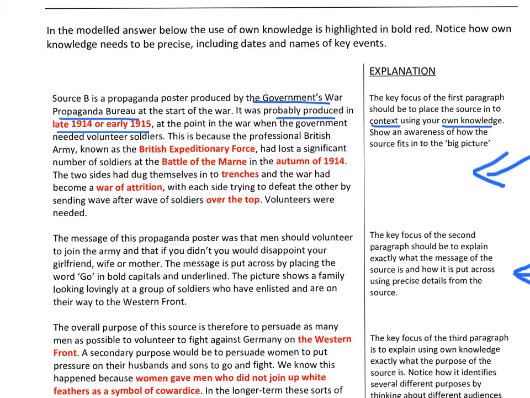Now, there's an inference. What you're doing in question 1, you're applying those skills in it. It's that point in the war when the government needed volunteer soldiers early on, so there's good own knowledge. Why did they need volunteer soldiers? Because the British Expeditionary Force had been defeated at the Battle of the Marne in autumn of 1914. The 2 sides have dug themselves into trenches. It's now a war of attrition, and the only tactic is wave after wave of soldiers over the top. Volunteers are needed. So you've helped explain the purpose of the source using your own knowledge.